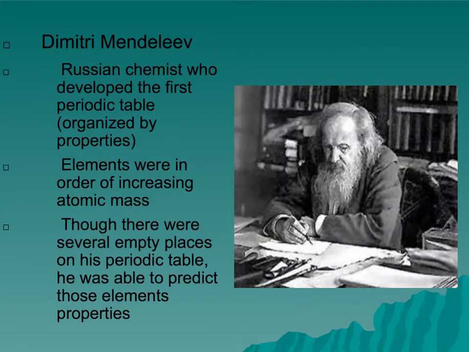Dmitry Mendeleev was a Russian chemist who was the first one to organize the periodic table, and he organized them based on their properties and put them in order of increasing atomic mass. So at the time, there were several empty places on the periodic table, but because of the way he started to organize them, he was able to predict what those properties of the elements would be, even though they hadn't even discovered them yet.